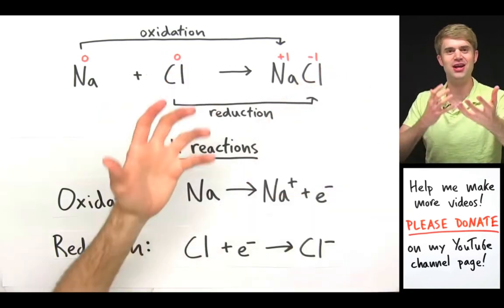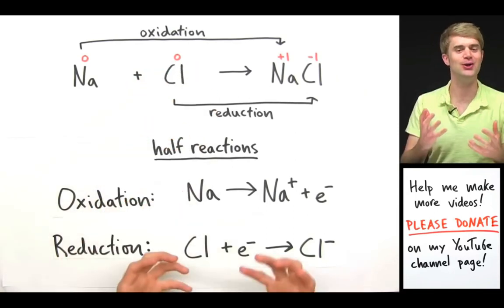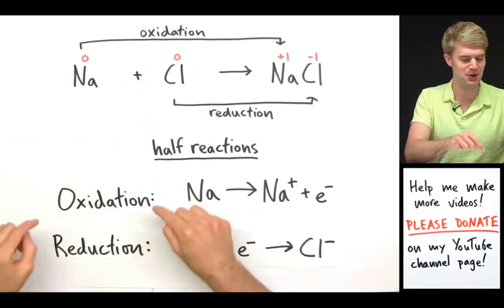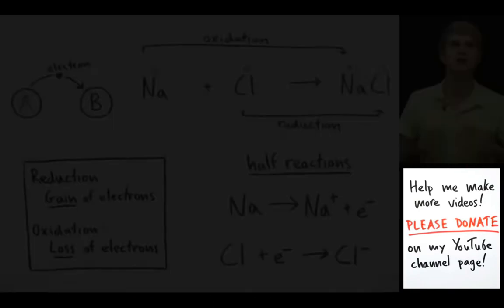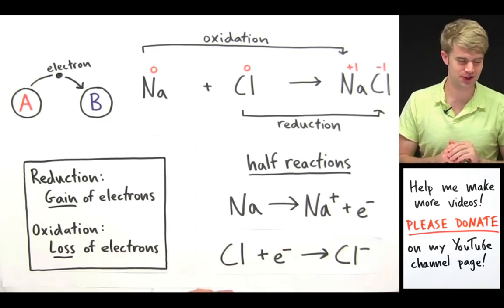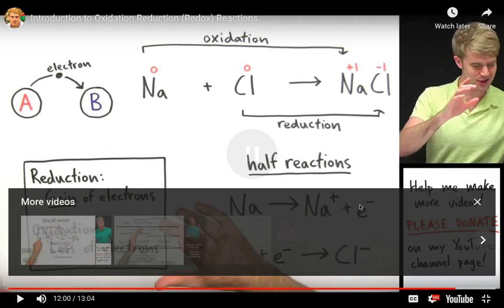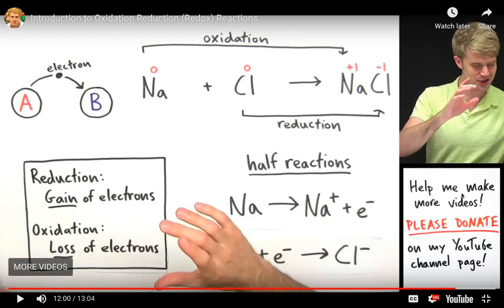So oxidation and reduction always have to happen at the same time. They always have to happen in parallel. You can't have reduction without oxidation. You can't have oxidation without reduction. So that's an introduction to oxidation reduction or redox reactions. We learned that reduction. All right, we're going to stop there.